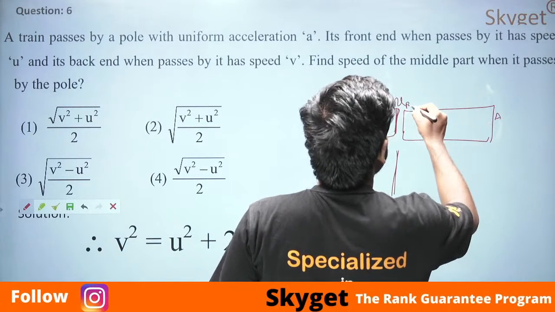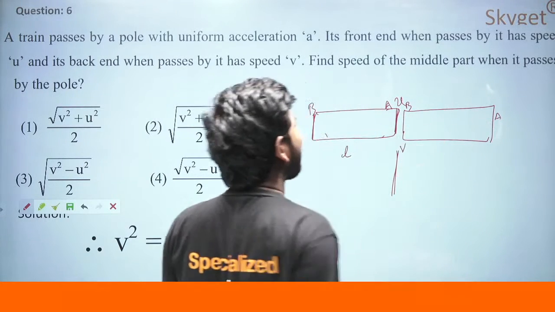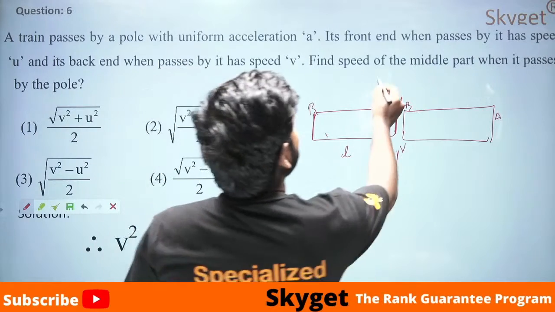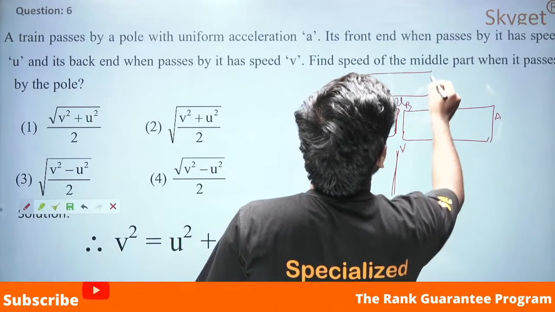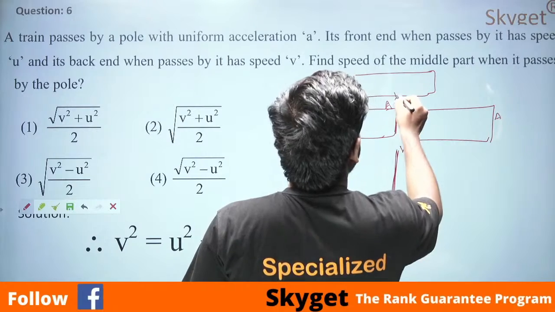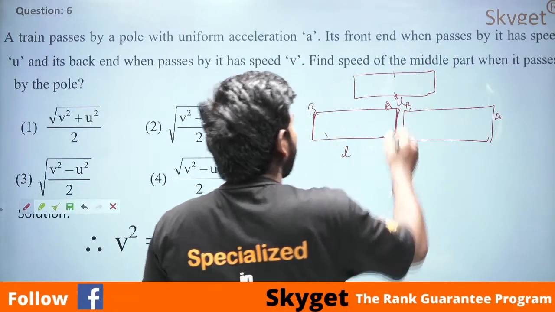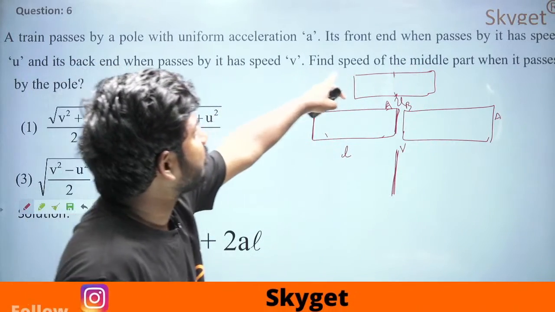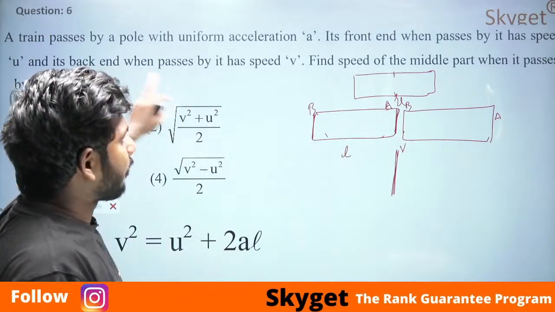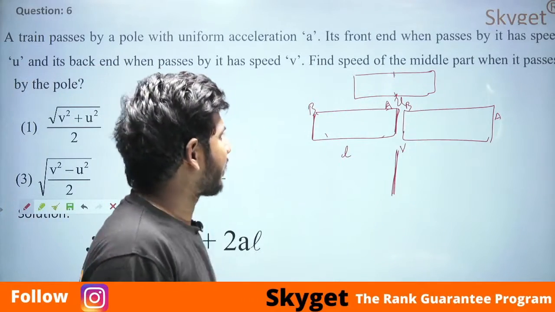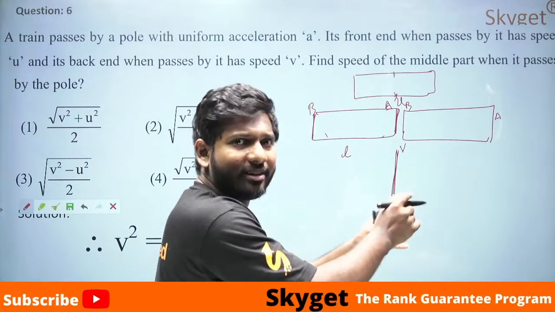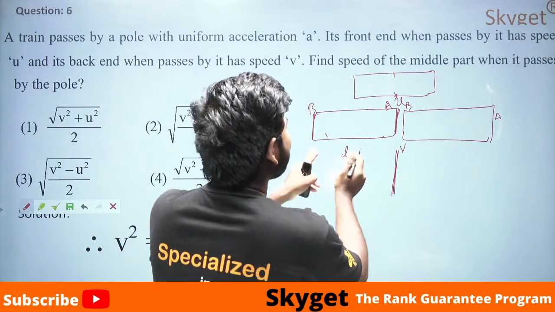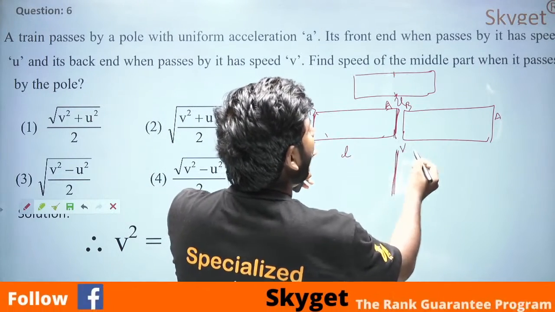So what is the velocity of this point, students? It will be v. Then the question is asked, when the train midpoint is passing through the pole, what is the velocity? Find the speed of the middle part when it passes through the pole. Middle part speed is nothing but the train speed at that moment, the entire train having the same speed.